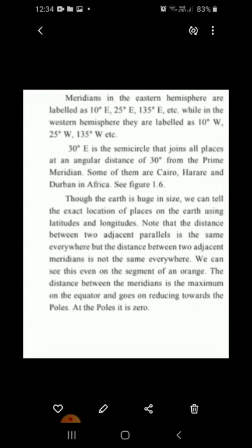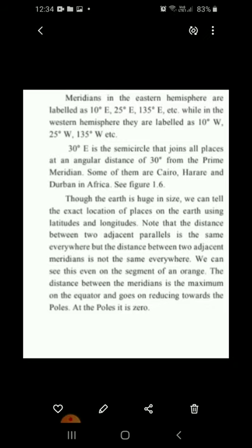Though the earth is huge in size, we can tell the exact location of a place on the earth using latitudes and longitudes. Earth is very, very vast. The first figure that we have seen was that of the east-west and the north-south distance of the earth. So you know how vast, how big the earth is. But no matter how big the earth is in size, we can find the exact location of any place on the earth using latitudes and longitudes.